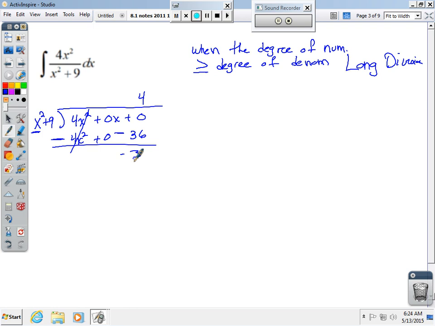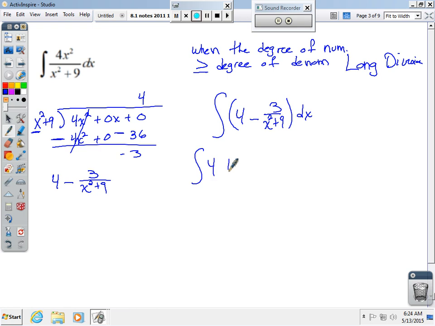So you can rewrite this fraction as 4 minus the remainder, which is 36, over the divisor, which is x squared plus 9. So we're going to rewrite the integral and then integrate those parts. We're going to integrate 4 minus 36 over x squared plus 9 dx, and then we're just going to break those two apart. So integrate 4 dx minus the integral, oh, that's 36.